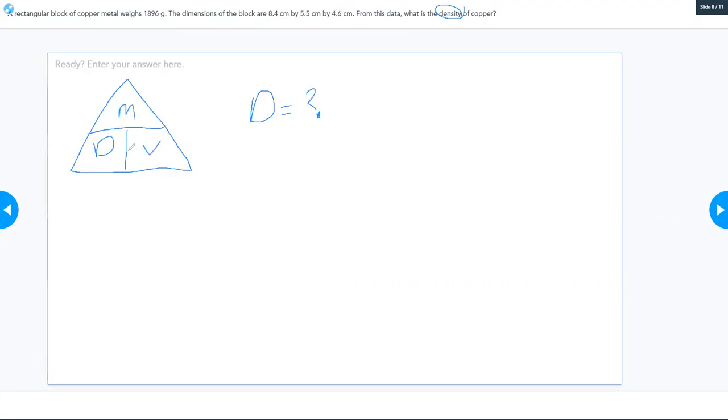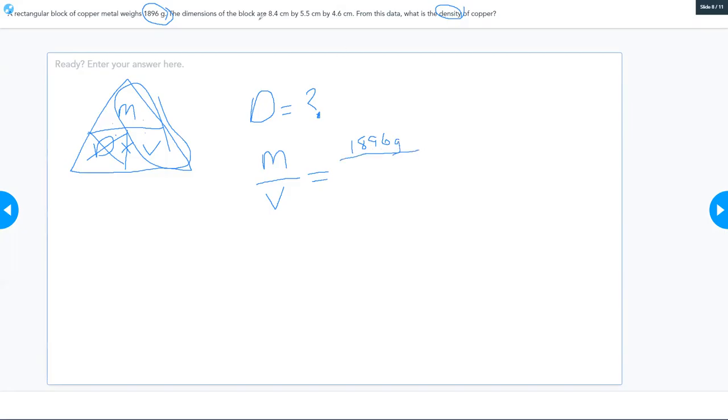These are division, this one is multiply. So if we're looking for the D, we're going to cross off the D and circle the leftover. So you know that we are looking for M over V equals. So there's got to be a mass and there's got to be a volume in this problem. A rectangular block of copper metal weighs, so here's your grams, so that means that's your mass. It's 1896 grams, okay? Draw your line.